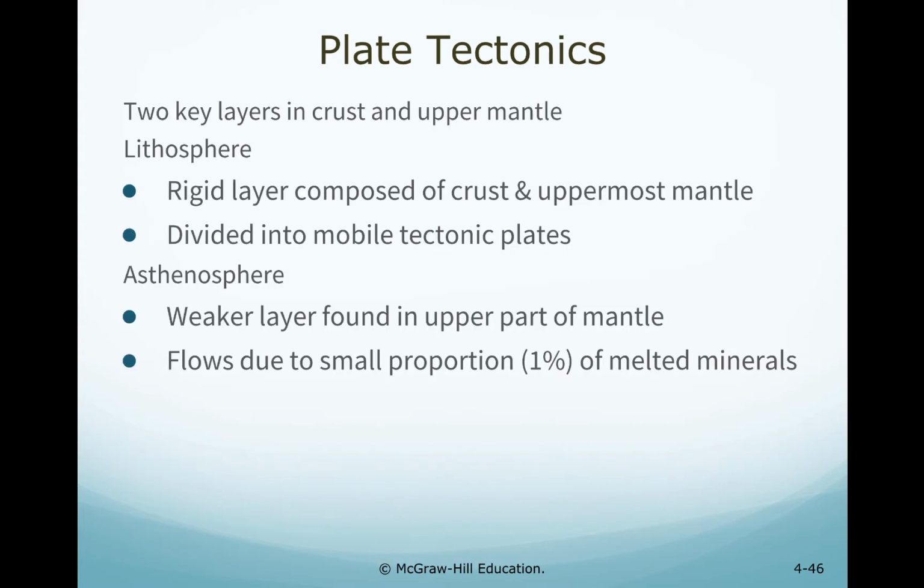Two key layers in the crust and upper mantle are the lithosphere and the asthenosphere. Lithosphere is a rigid layer composed of crust and uppermost mantle, and it's divided into mobile tectonic plates, meaning they move. The asthenosphere is the weaker layer found in the upper part of the mantle. It flows due to a small proportion, about 1%, of melted minerals.